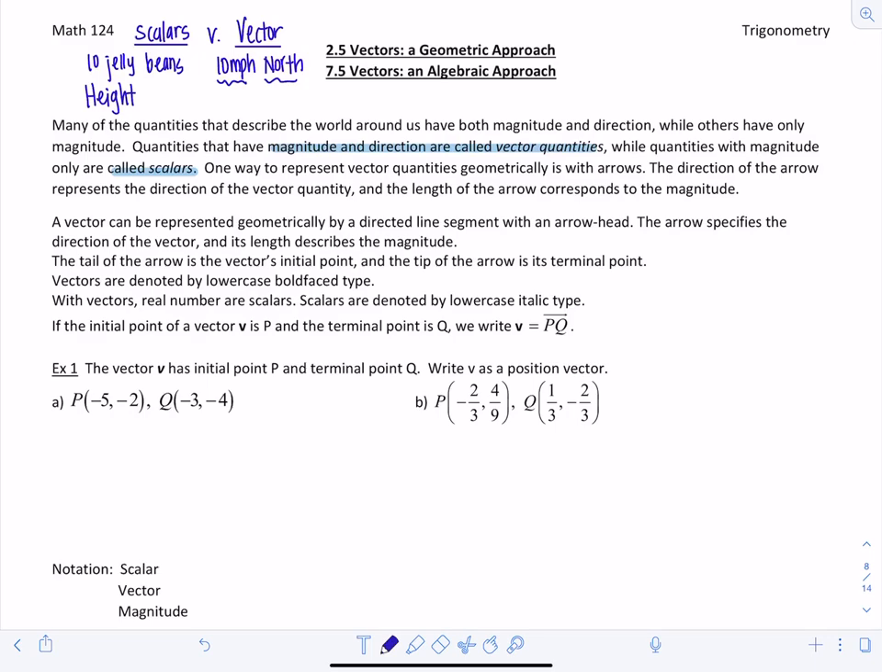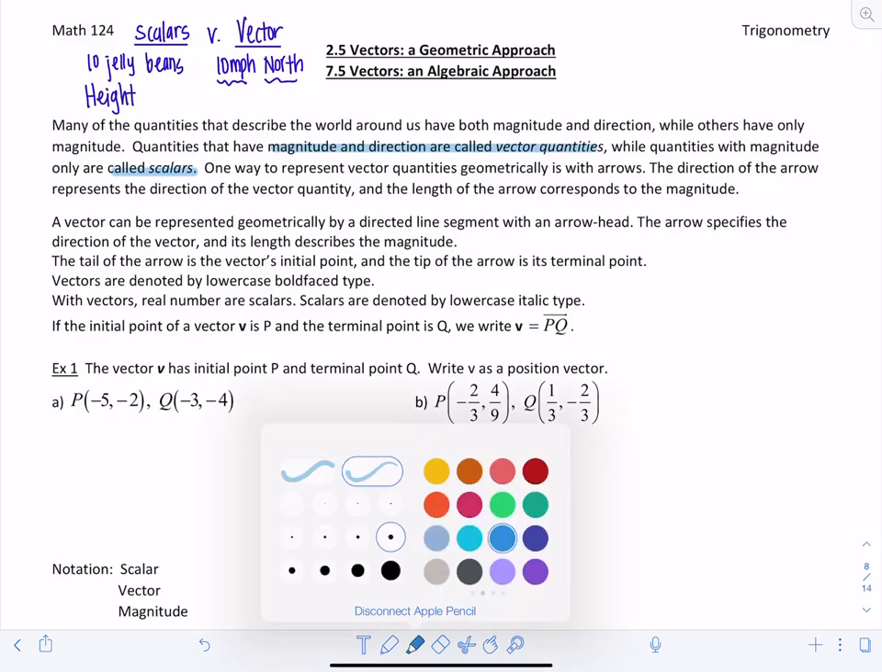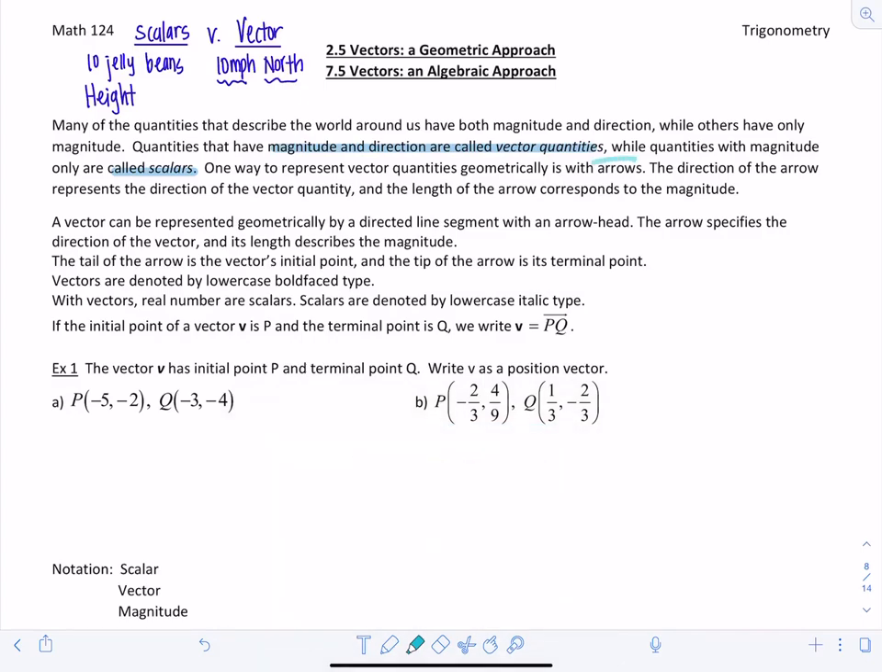Now, one way to represent vectors geometrically, if you're going to be drawing them, is with arrows, and the arrow indicates the direction. So where the arrow is pointing, it represents the direction of the vector quantity, and the length of the arrow, how long that vector is, corresponds to the magnitude. So the larger the magnitude, the longer your vector would be. And so a vector can be represented geometrically by a directed line segment with an arrow head, and the arrow specifies the direction of the vector, the length describes the magnitude.